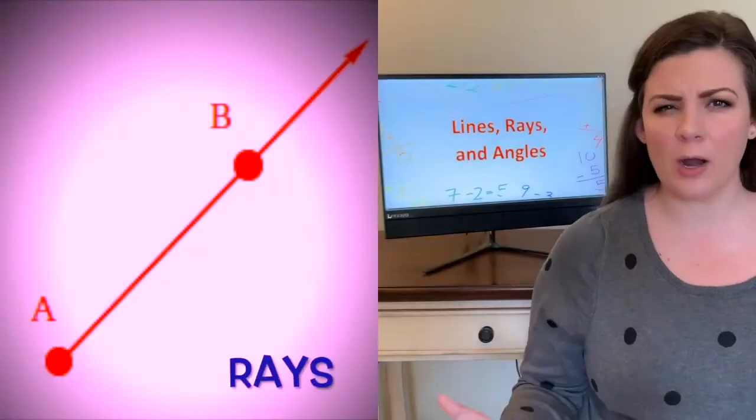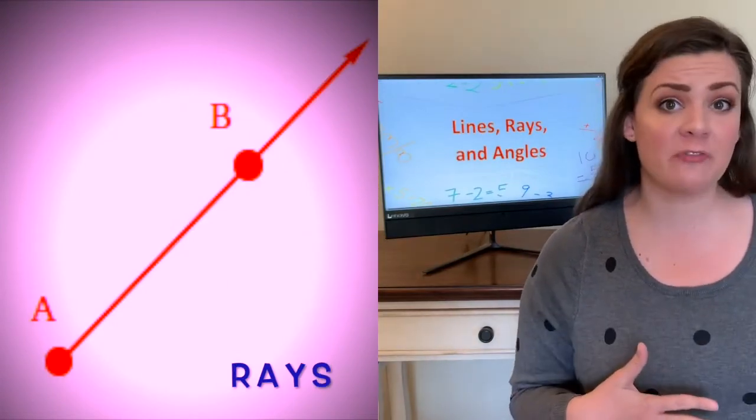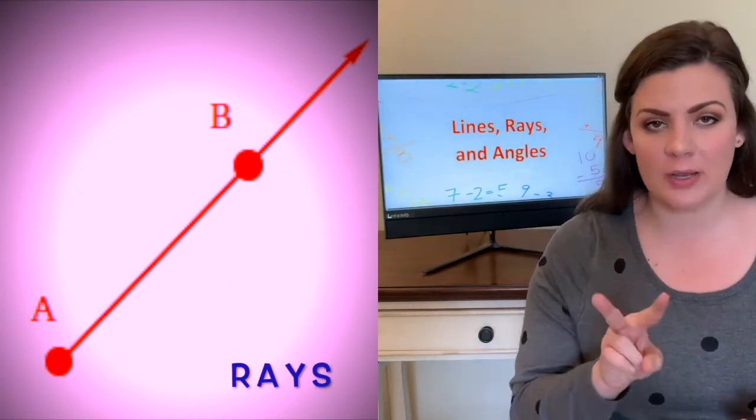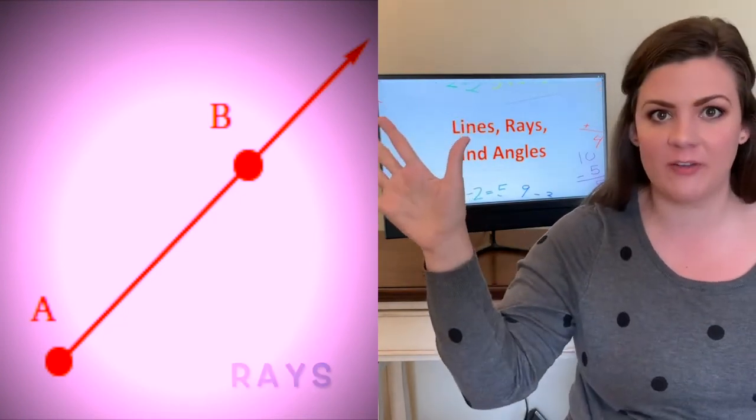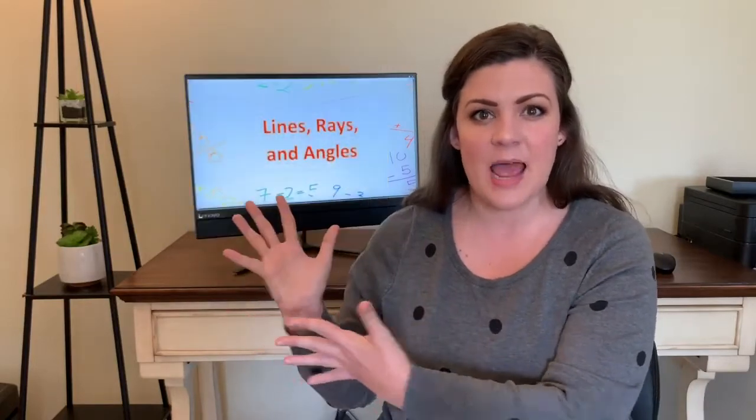So what about rays? Rays are also part of a line, but instead of having 2 endpoints like a line segment, it only has 1 endpoint and then shoots off into infinity. Sunshine starts off as this big ball of gas in space and then shoots off into space forever and ever.